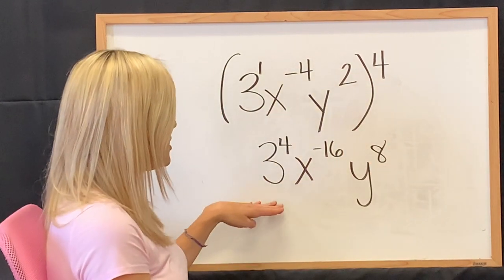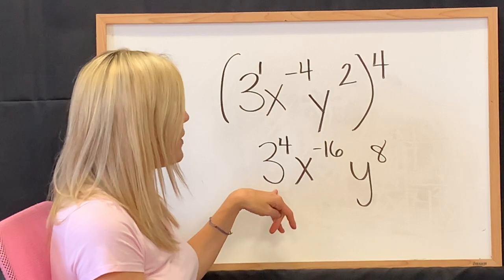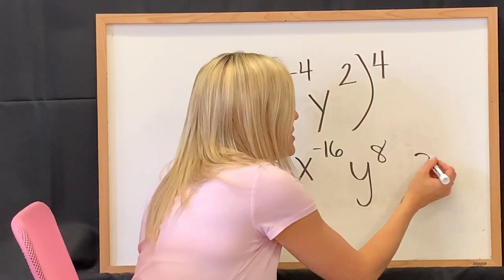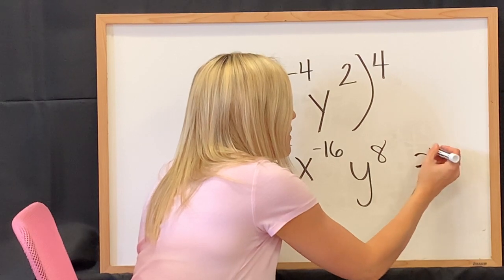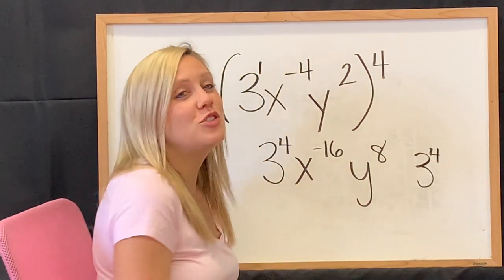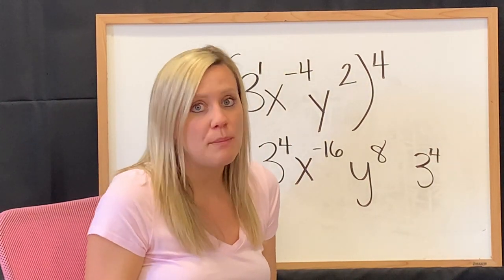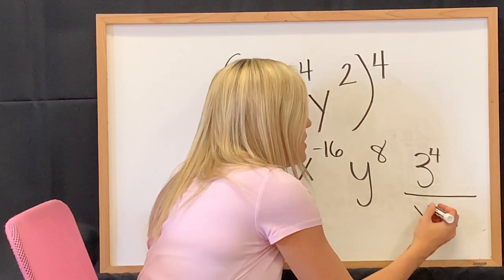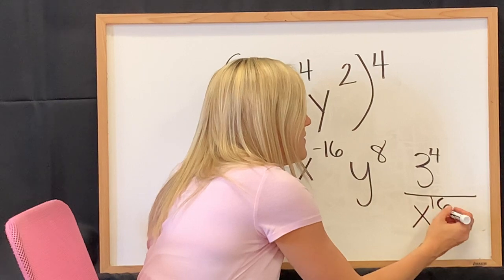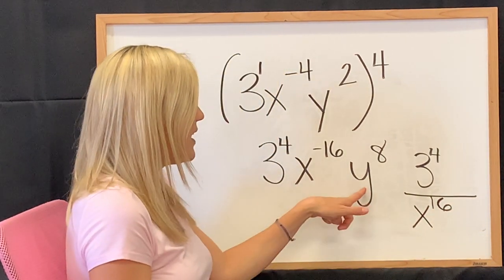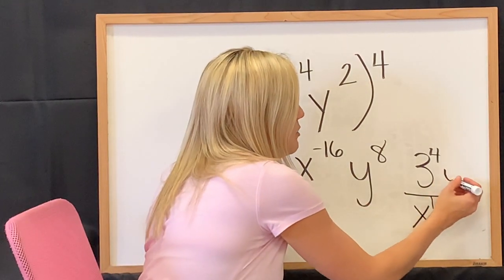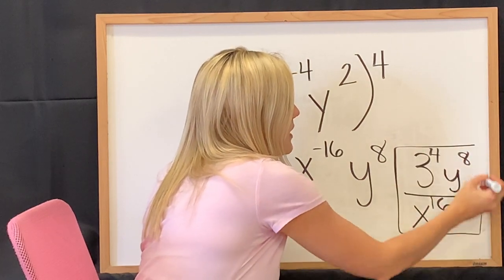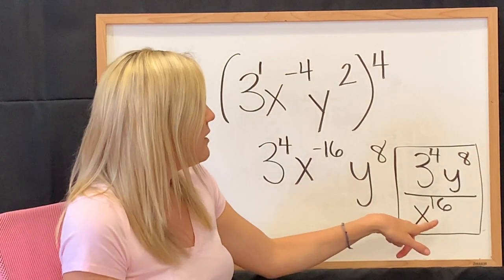Okay, we are just going to look at this really quick. 3 to the 4th power is fine. That's a positive exponent. So I am just going to rewrite it. This x to the -16th power, remember that really means divide. So I'm going to write it down here in the denominator as a positive exponent. And then I have my y to the 8th power, and that one's positive, so it's just going to stay right here. Okay. There we go. That is our final answer.